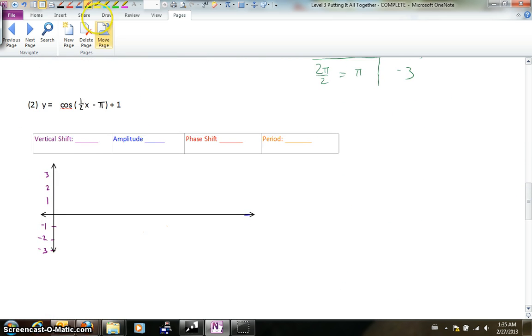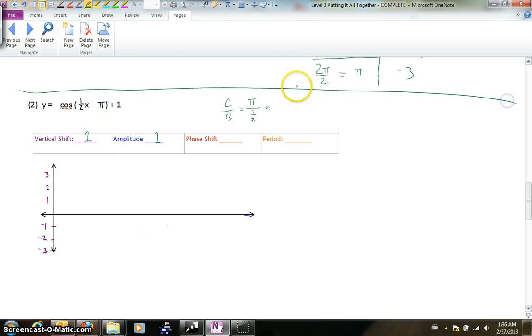Okay, this time we have a vertical shift of 1, amplitude of 1, so we don't have to worry about that. The phase shift, remember, is c divided by b. In this situation, c is pi, b is 1/2. When you do pi divided by 1/2, you actually get 2 pi. So this phase shift is 2 pi, and because that was subtraction up there, it's 2 pi to the right.